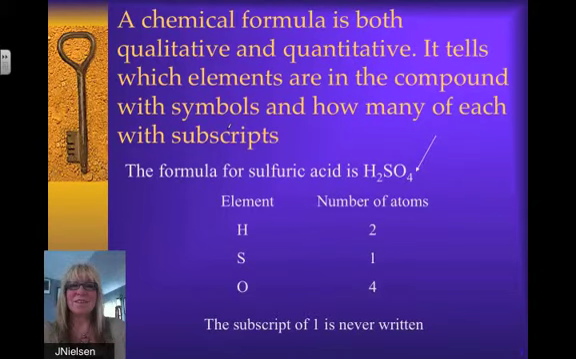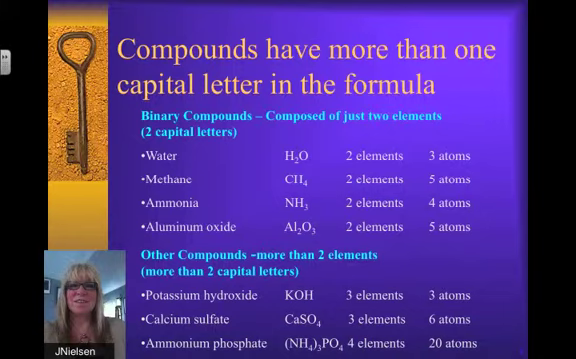Now, a chemical formula tells us both qualitative information and quantitative information. The qualitative information is the describing factor. It tells us what types of elements are present. Is it oxygen, hydrogen, nitrogen? The quantitative factor is how many of each atom are present. So if we're looking at H2SO4, the H, the S, and the O is the qualitative information, and the number of atoms is the quantitative information. And you know that we never write 1 for a subscript, it's just implied.